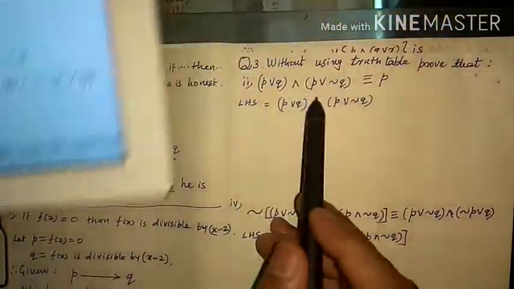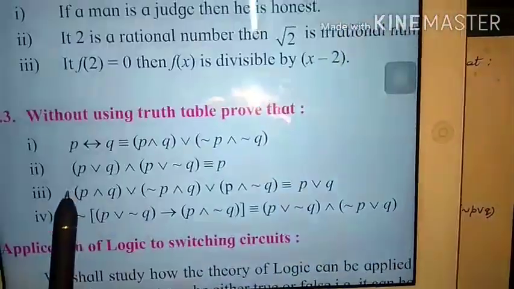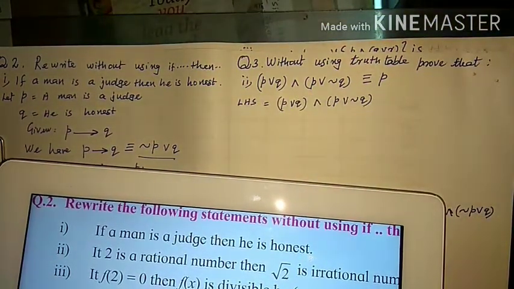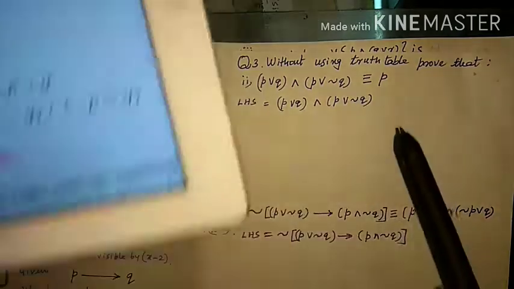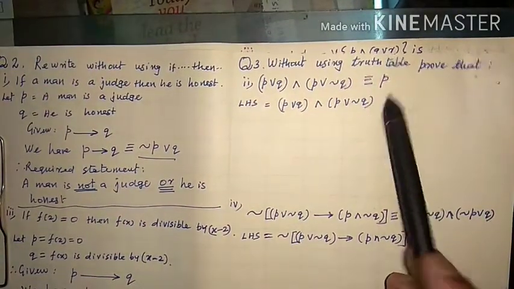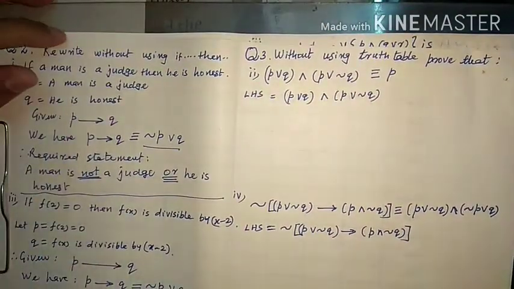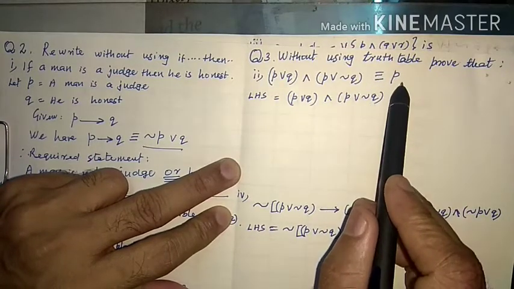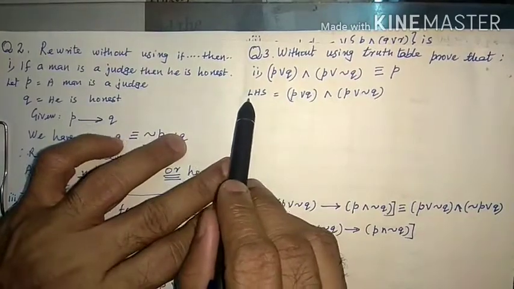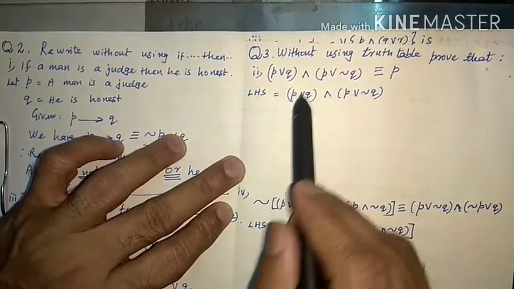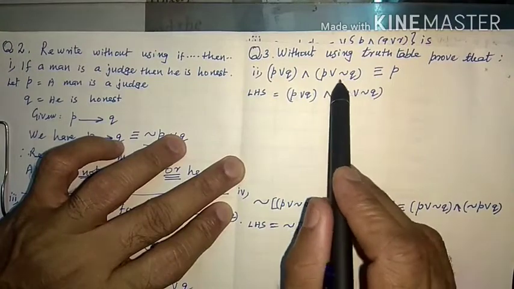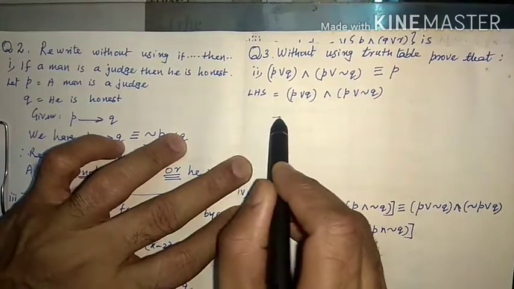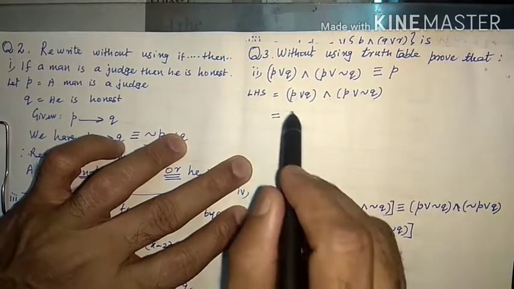First one. P disjunction Q conjunction P disjunction negation Q is equivalent to P. We have this question. So here we consider the left hand side, equivalent, after that what we have is the right hand side. So left hand side LHS is equal to P disjunction Q conjunction P disjunction negation Q. We have this statement. Now this is equivalent to what?